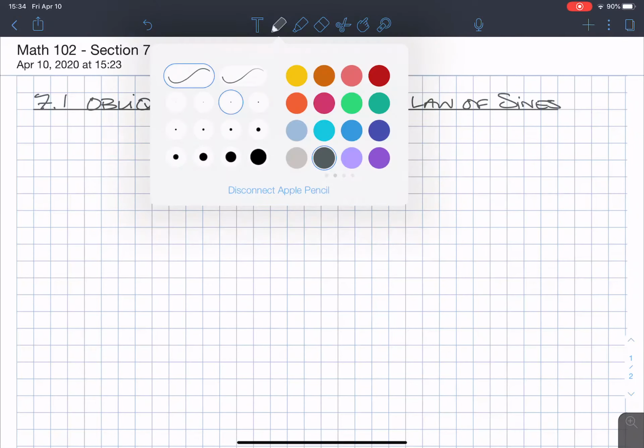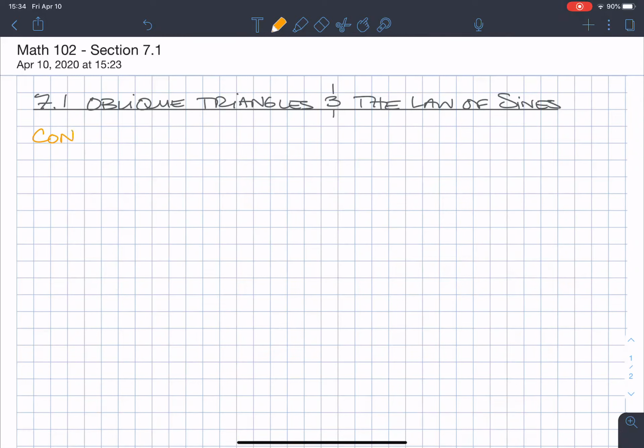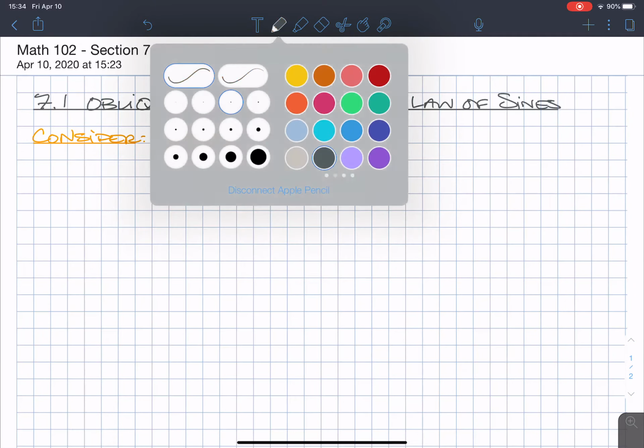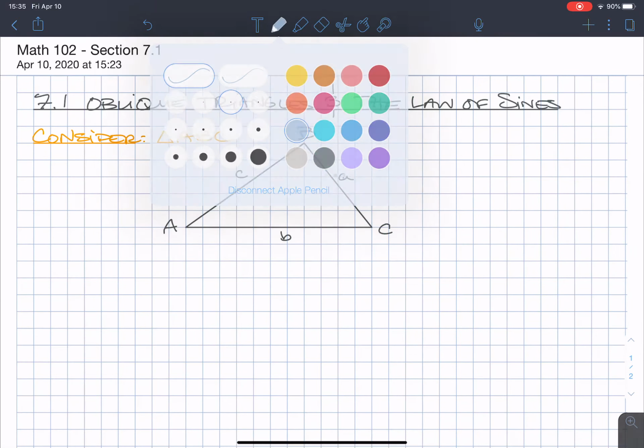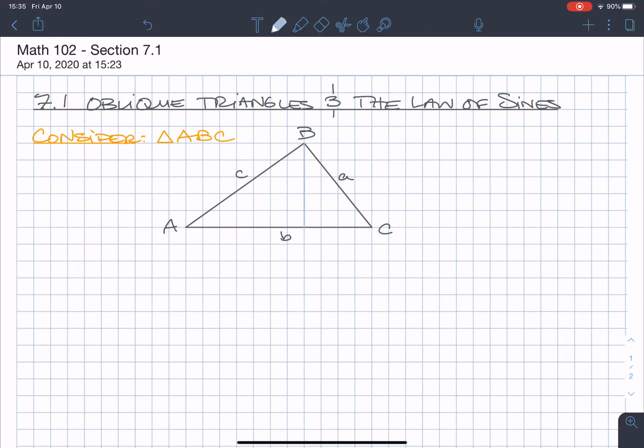Okay, so let's consider a triangle ABC that is not a right triangle. So something like so. A, B, and C, with opposite sides little a, little b, and little c respectively, and height h. Okay, so let's consider angle A.